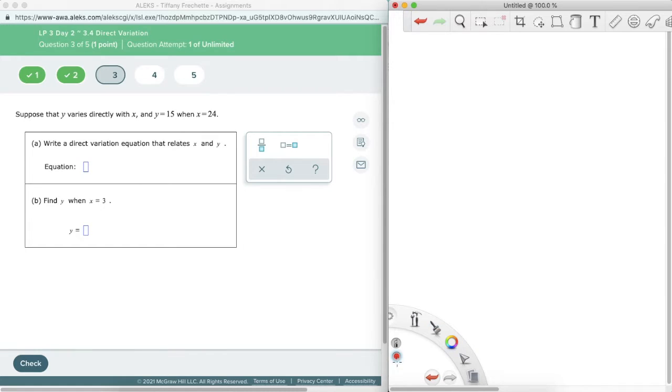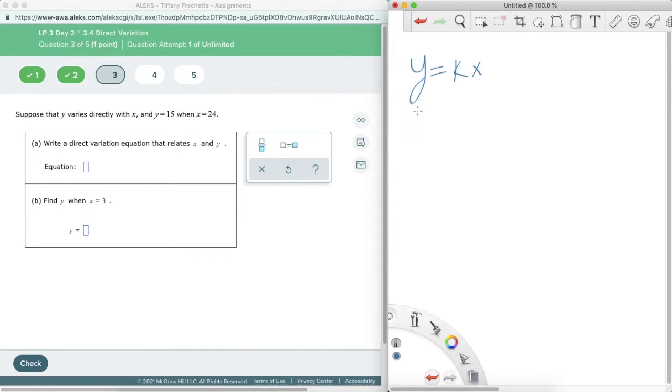I'm going to switch this up to blue for whatever reason because I like my blue better. Okay, so suppose that y varies directly with x. Ooh, we just learned that. Y varies directly with x, which means times. So we have our equation here. And then they tell us that y equals 15 and x equals 24. Okay, well I have y and I have x. What they want me to find is k. They want to know what that constant of variation is, what that ratio between y over x is.